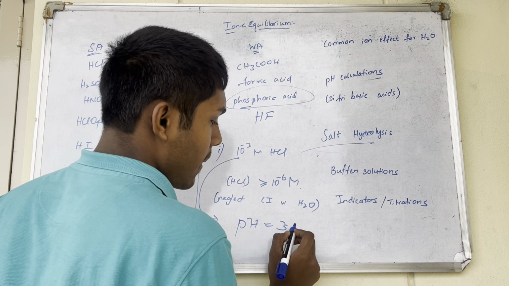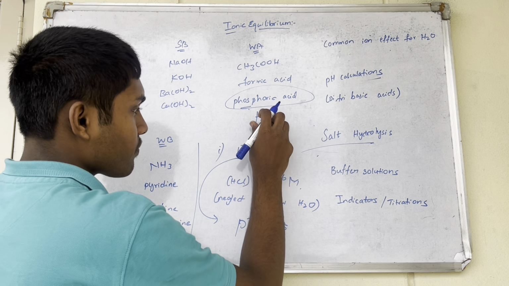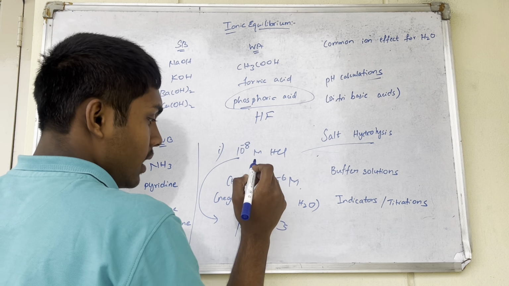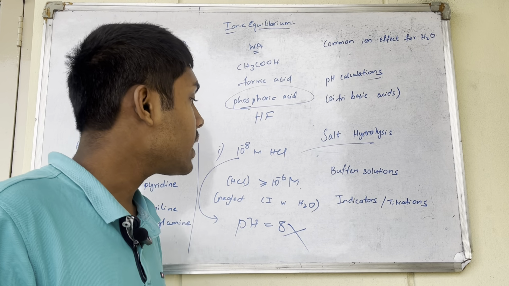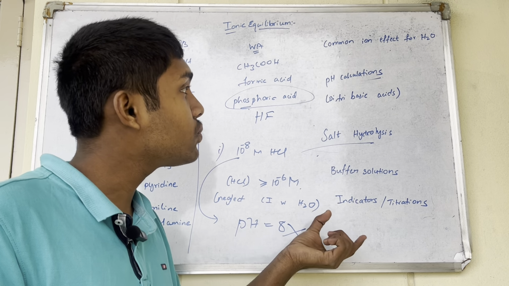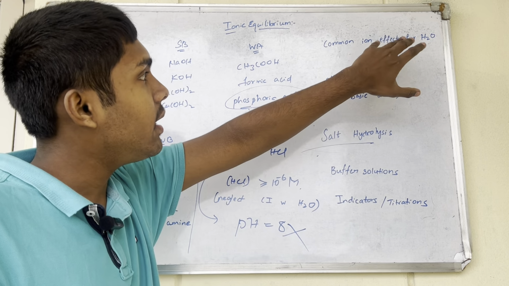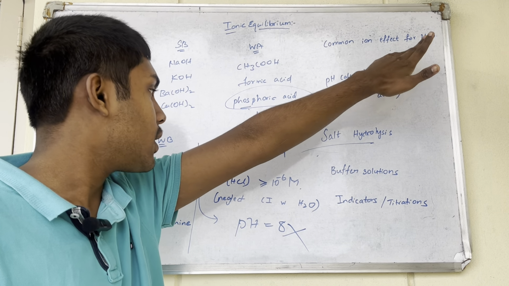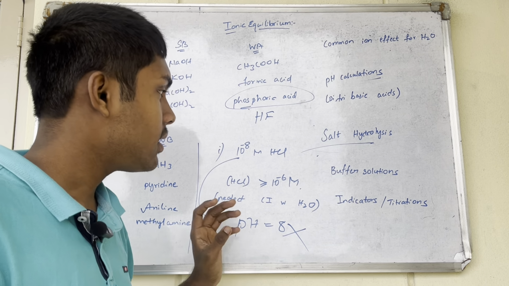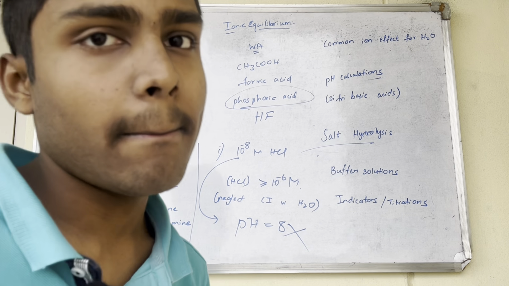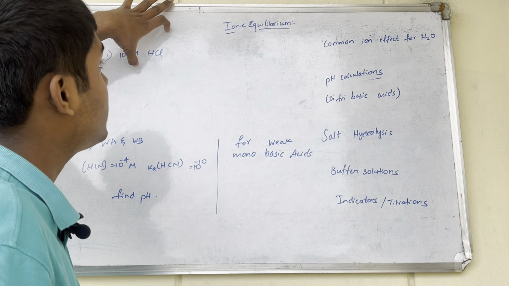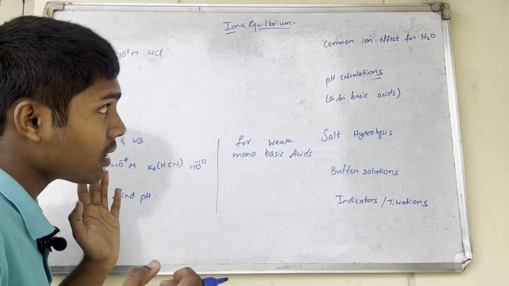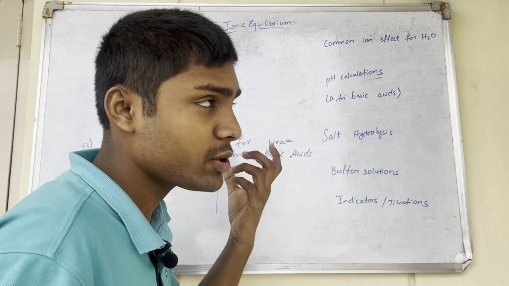Directly I can write. But if it was 10 raised to minus 8, and if you write pH equal to 8, then it's wrong, because we are neglecting H plus from H2O, that is, we are neglecting the common ion effect. So we have to consider the common ion effect. So now let's see how to calculate it. We are going to find the pH of 10 raised to minus 8 molar HCl. We are not going to neglect the H plus concentration from H2O.